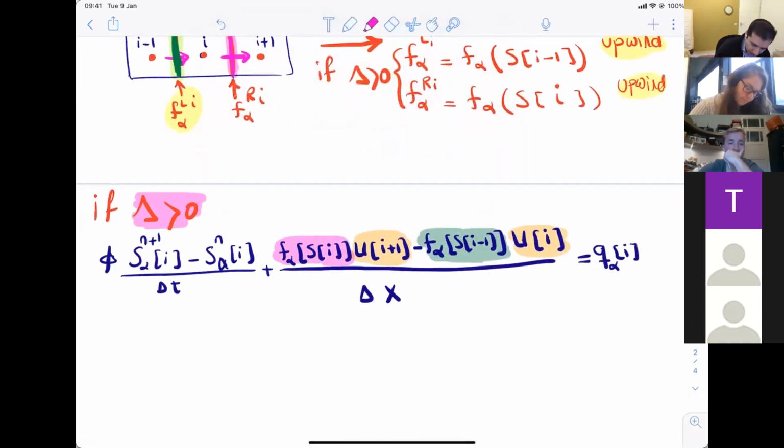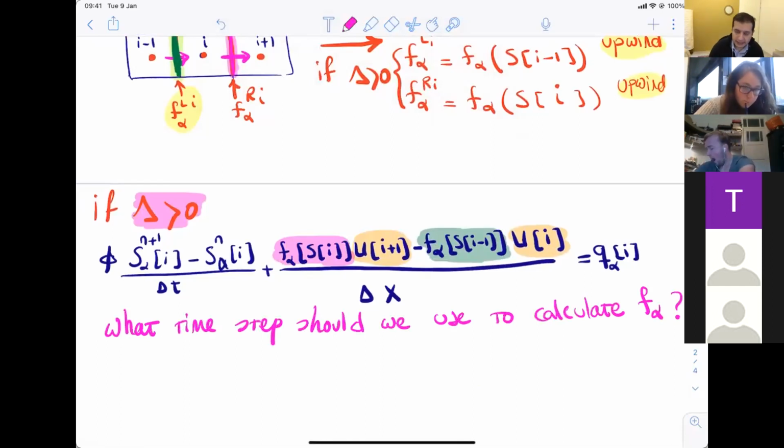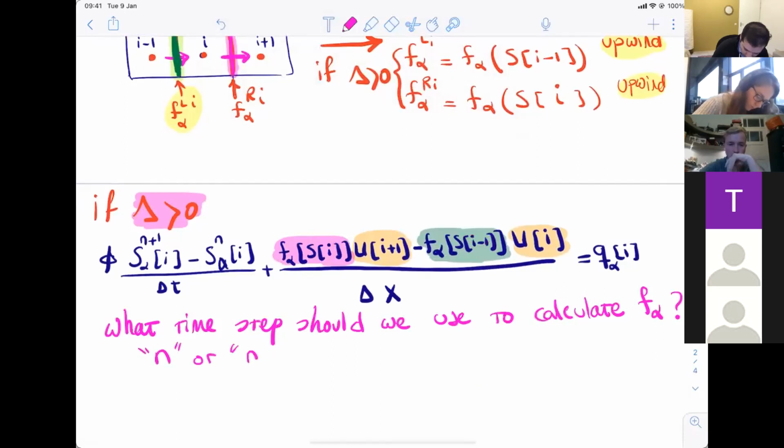Now, because I have a time dependency, I need to decide what time step should we use to calculate F alpha. I know that I need F alpha at Si and Si minus 1. Should I use it based on Si and Si minus 1 of time step n or n plus 1? N or n plus 1? Which time step should I use?